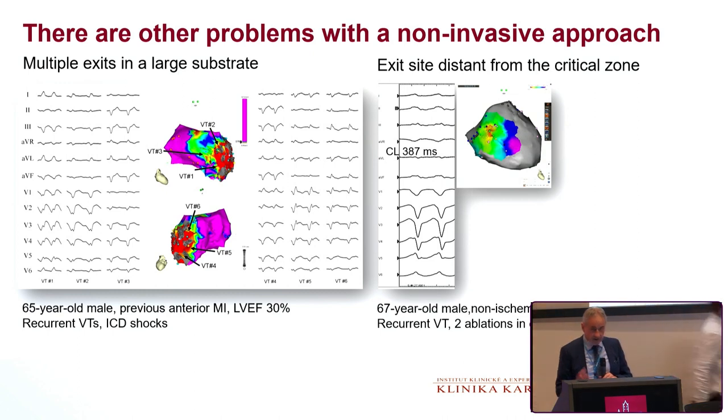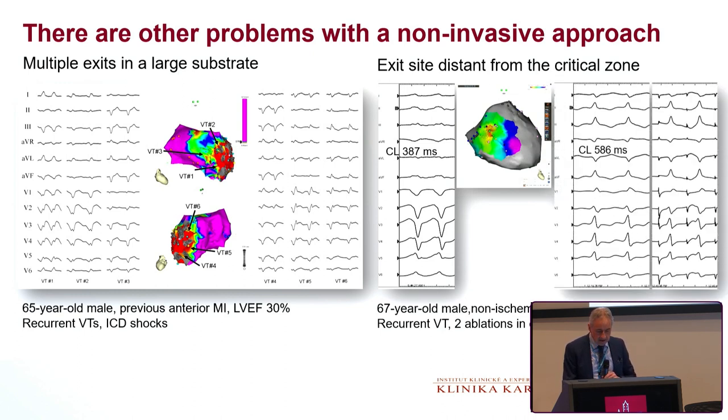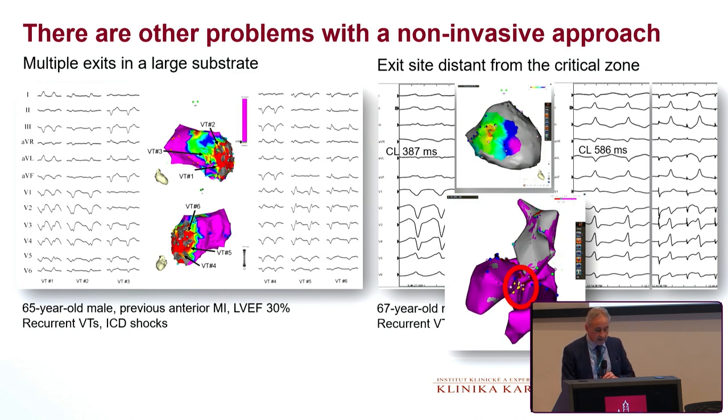And also it can only show exit. In this case, it was a mappable VT. You see that epicardially, the exit looks like in the middle of the right ventricular free wall, but actually the patient had another arrhythmia, which was obviously from the left ventricle with exit in the left ventricle. And finally, the critical area for both arrhythmias was in the septum.